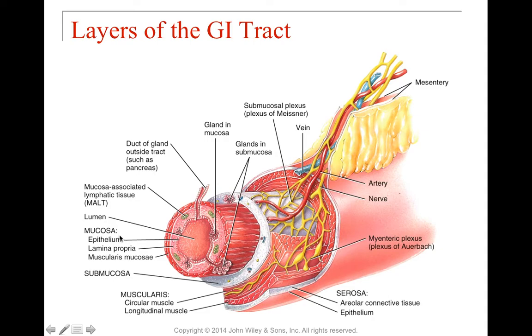Surrounding that we have something called the mucosal tissue. And we have 3 separate layers to that. This is the epithelial layer here. Surrounding that we have the lamina propria shown in light pink. Surrounding that we have the muscularis mucosa.